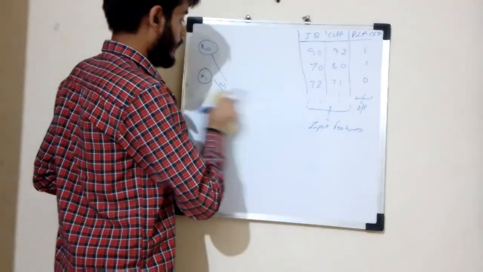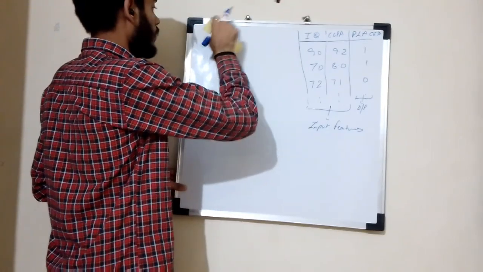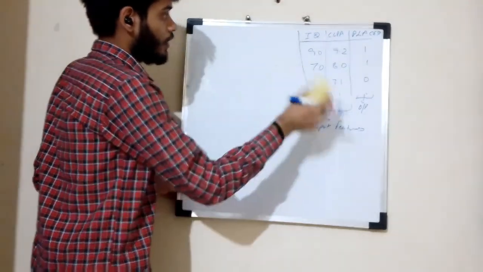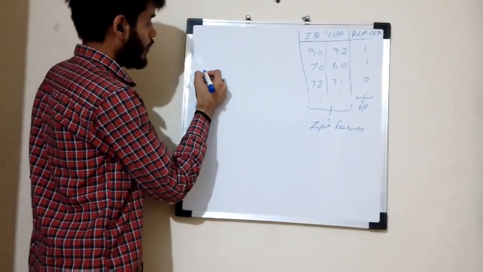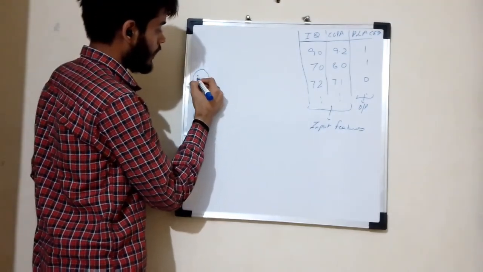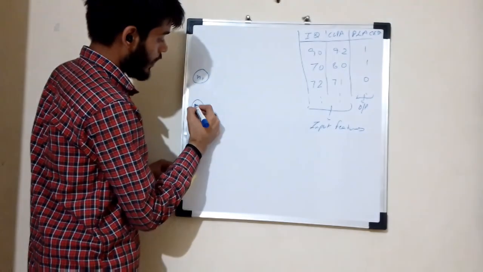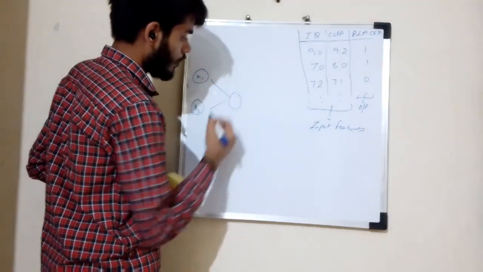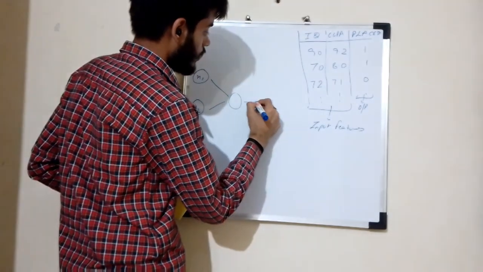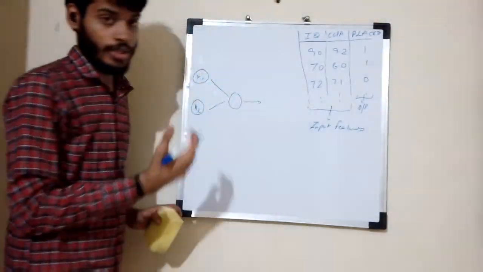Okay, I hope you have understood the situation. So let's create a neural network for this. How will it look? This is my x1, this is my x2, which are my input features. These get passed to this particular neuron, and this neuron will give me the output, let's say y hat.